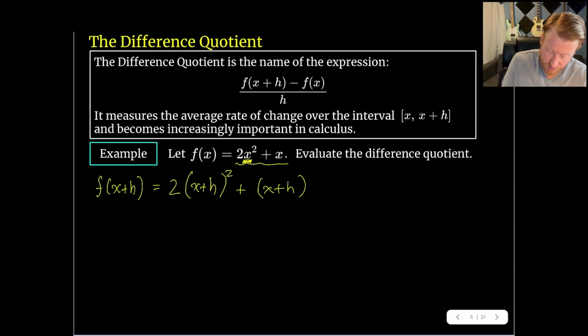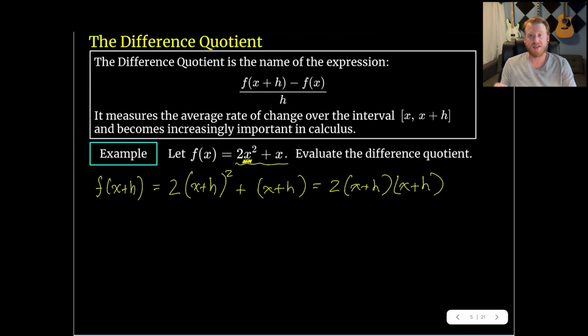So let me go ahead and just remind you that this x plus h squared is the same as x plus h times x plus h. Sometimes students get into trouble because they try and distribute that 2 exponent, but that would not be a property of exponents. If we had multiplication inside those parentheses, that would work. But here we just actually need to FOIL out x plus h times x plus h, and then we will add to that the other x plus h.